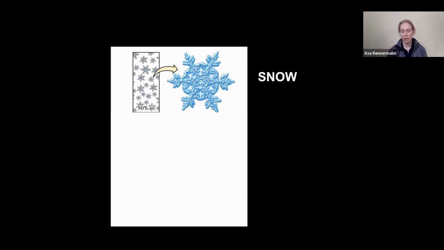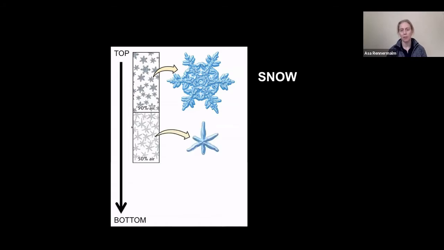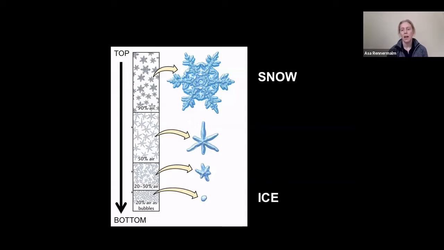So the snow below this layer, if you go from the top to the bottom, or deeper down into the snow column, you're going to see that the snow is going to lose some of its porosity and features and become more and more compacted until it becomes ice. And ice is defined as the material where the pores are closed off. And in between snow and ice, we have firn.